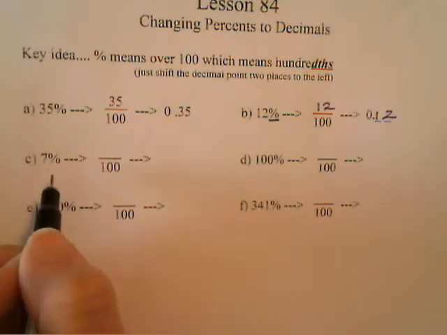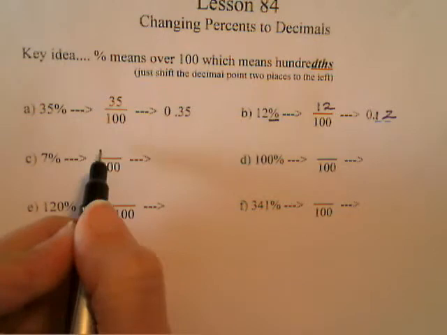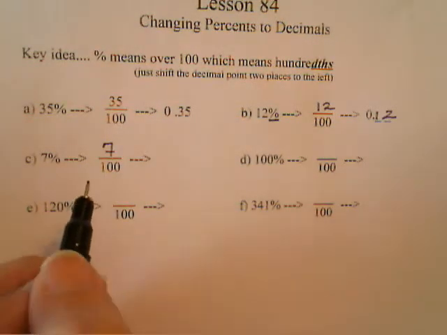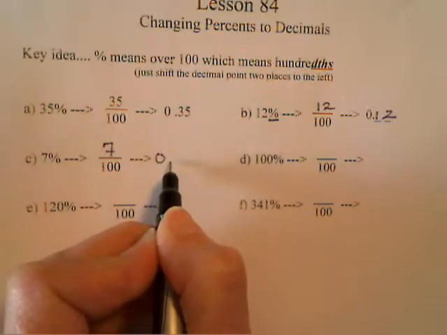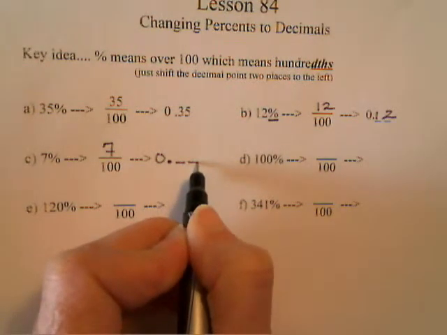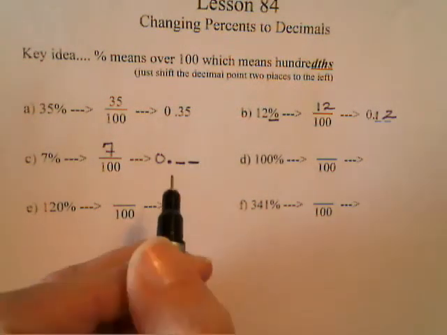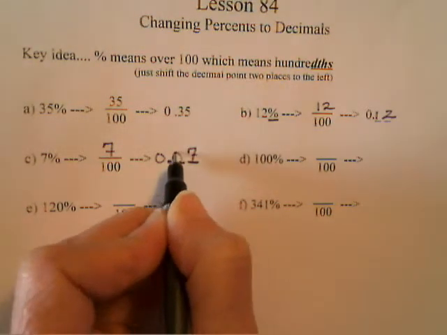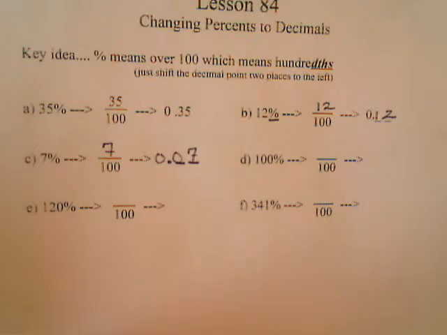All right, problem C says 7%. So that's 7 100ths. Now I want that to be in my hundredths spot, so here's my second digit after my decimal, my hundredths spot. That's where my 7 goes, and I backfill with a 0.